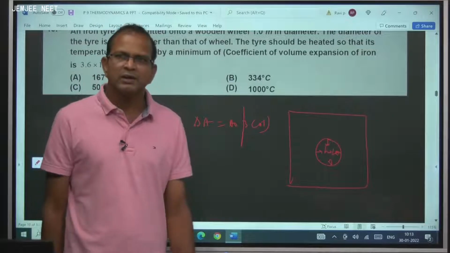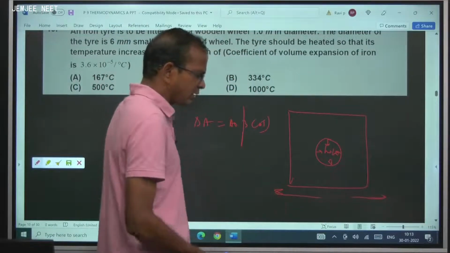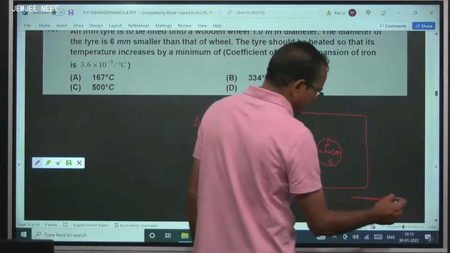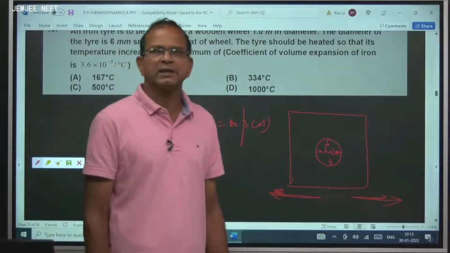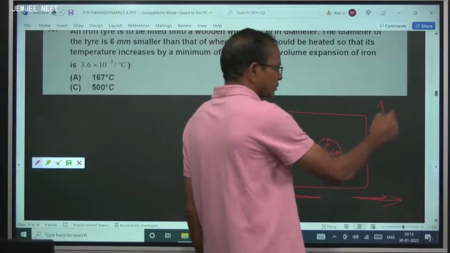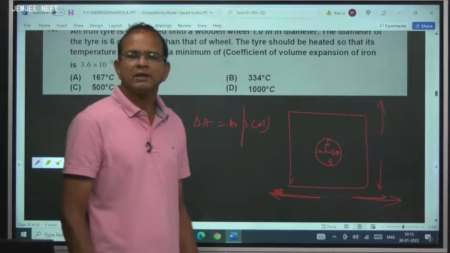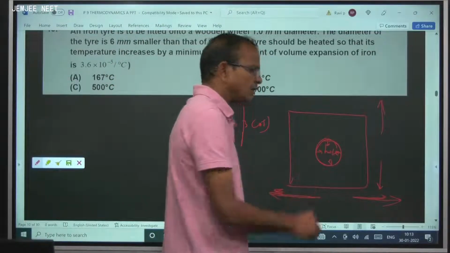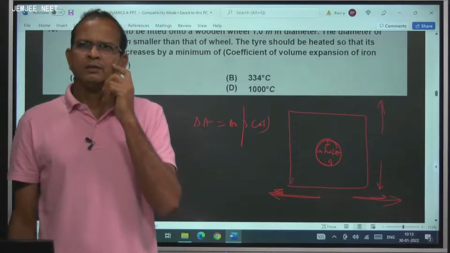Got the point? Because it will expand this way, it will expand this way. Look at my arrow marks, you will understand. There is no talk of contraction. Either way the circle is expanding, not contracting. Got the point? The atoms around the circle will expand also.